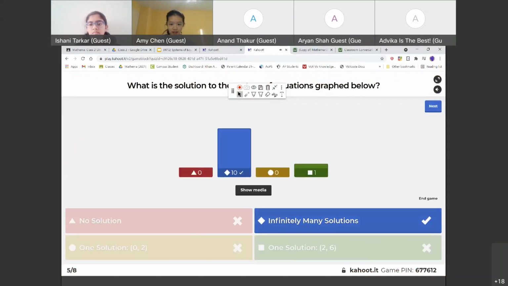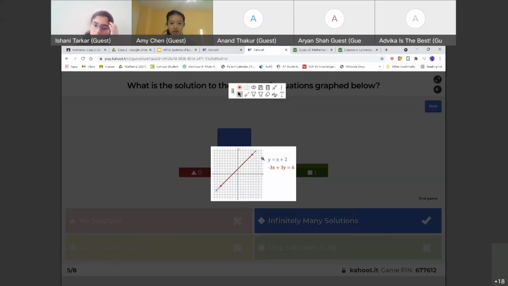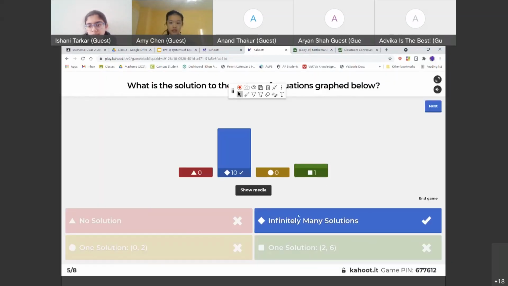Okay, so this would have infinitely many solutions. And if you notice, these two equations are actually the same line, just in different forms. These lines are laying on top of each other, which means that any point on one line is always going to be a solution on the other line, which means there's infinitely many.